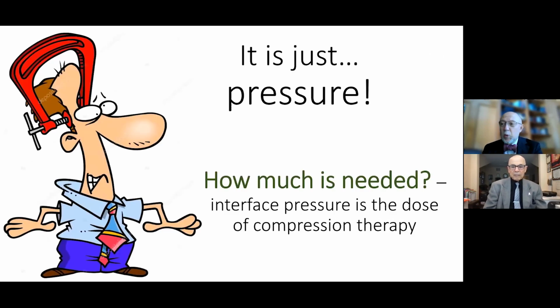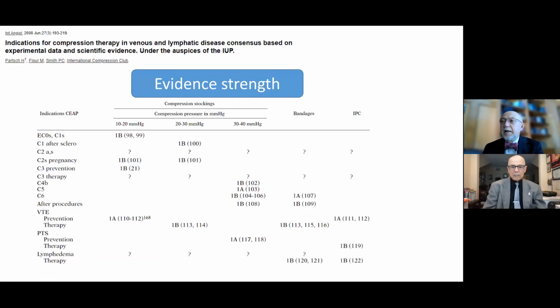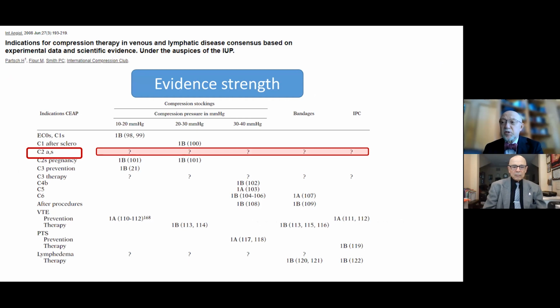Well, the answer to this question is very simple. The interface pressure is the dose of compression, and applying compression without knowing the dose is the same as giving any medication without knowing the dose. The practice of not knowing the dose of compression while we're applying this has significantly damaged the evidence base for compression therapy. For C2 disease, as you can see, there's no reliable evidence supporting specific dose because it wasn't measured.